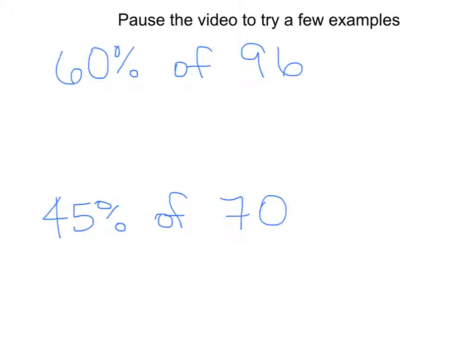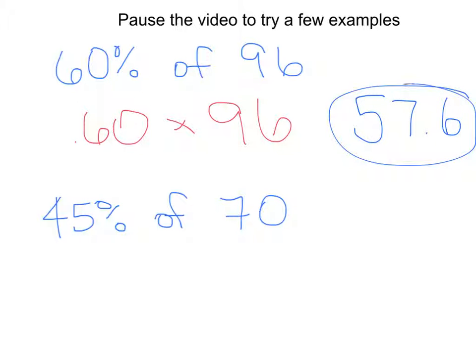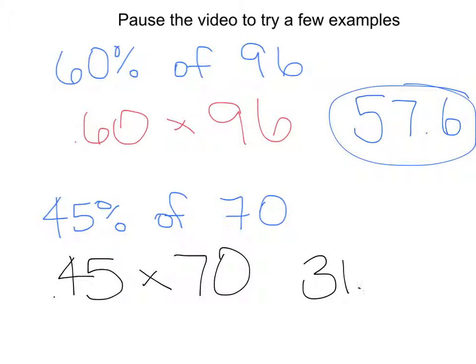Pause the video to try a few examples on your own. The first example is 60% of 96. You turn it into a decimal. You replace the of with multiplication. And so we have 0.60 times 96, and we would get 57.6. You change the 45% into 0.45. Of is multiplied by the 70. So 0.45 times 70 is going to be 31.5.